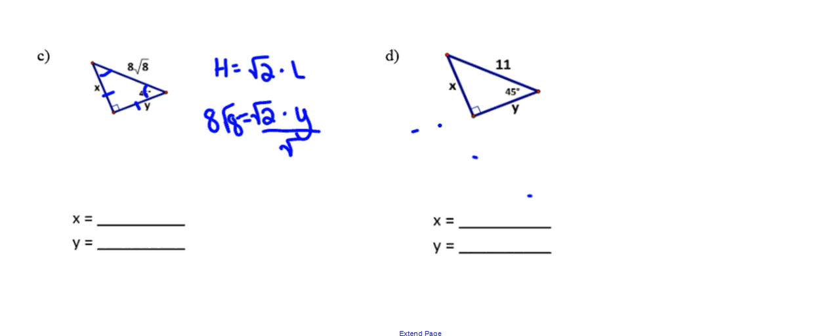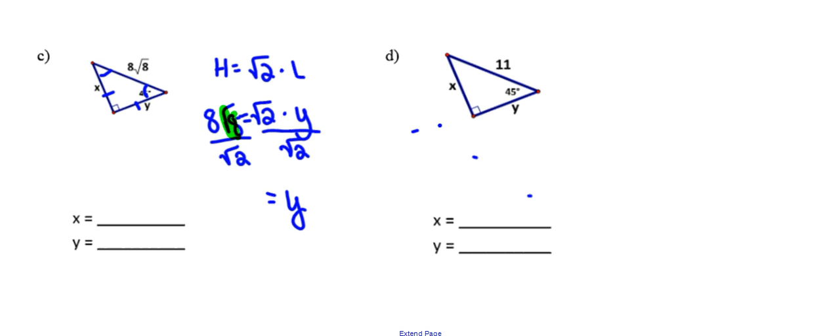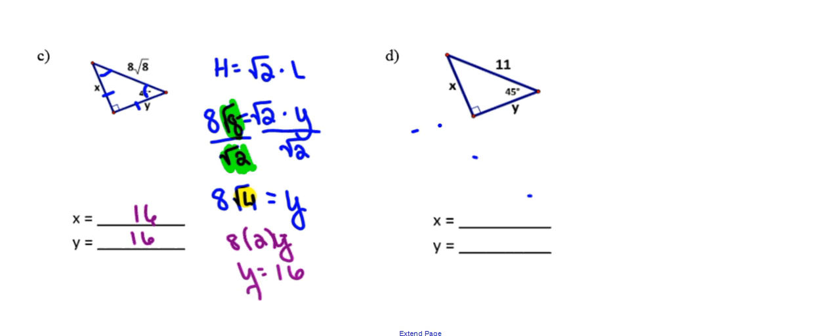To undo multiplying by root 2, I'm going to divide by root 2. And this one's kind of an interesting example because I'm going to have to do some division of radicals. Root 8 divided by root 2 is going to be root 4. So this is 8 times the square root of 4. However, the square root of 4 is just another name for 2. So this becomes 8 times 2. And my y value ends up equal to 16. And again, my x value is going to be the same as my y value. So that one was a little unique and a little interesting and a little different.